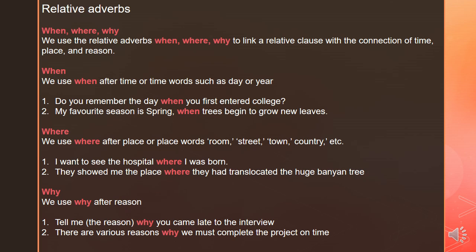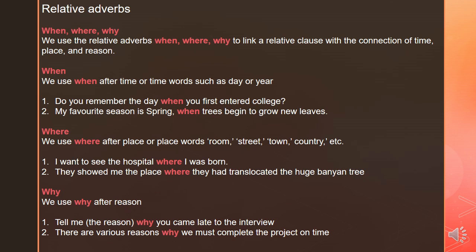The next example, they showed me the place where they had translocated the huge banyan tree. Here again, we are talking about a place. Next, why. We use why after reason.